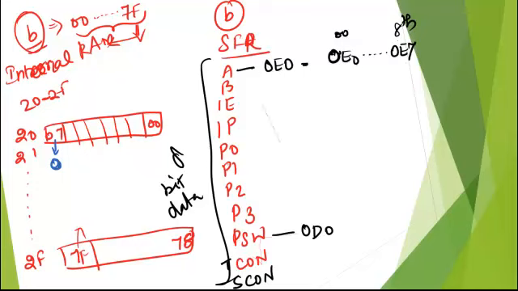Similarly, each and every bit of every special function register will be given an 8-bit address. This address will start from 7F, no, it will start from 80. It will start from 80 to FF, which is your special function register area. Go through your memory mapping.